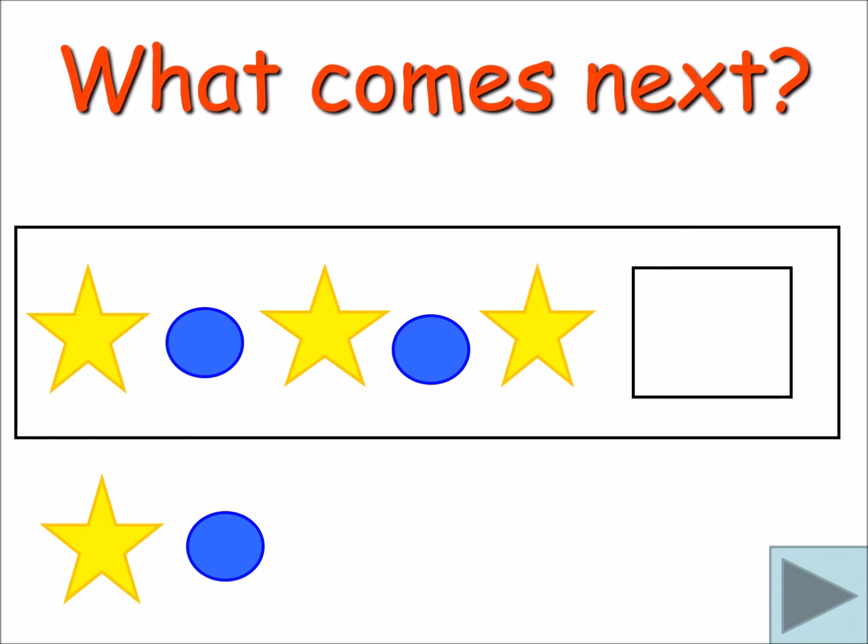You can see on your screen here, there's a repeated pattern. It's called a repeated pattern because it repeats itself. So here, the star and the circle are repeating. Star, circle, star, circle, star. What will come next? The blue circle, you're right.